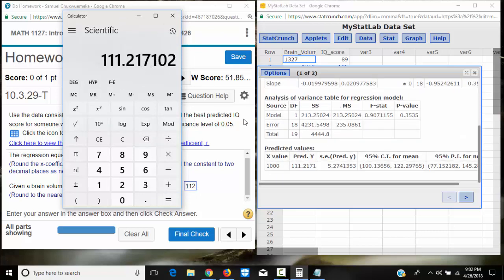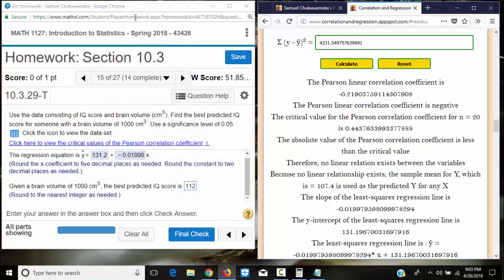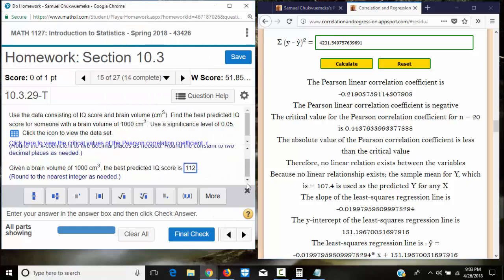Yeah, StatCrunch did it as if there was a linear relationship, and that's why. But my calculator says otherwise. My calculator says that there is no linear relationship. Yeah, so I beat StatCrunch to this. Let me make sure. Okay, the best predicted IQ score in this case will be 107.4. To the nearest integer will be 107.